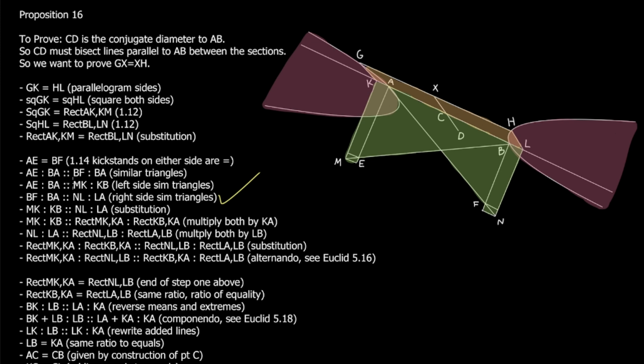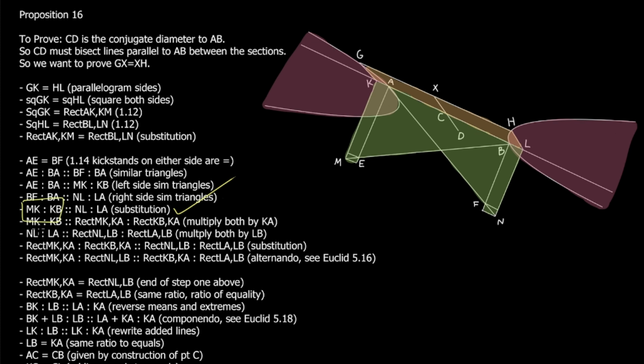Okay, so we have our similar triangles set out. So we have AE to BA, and we'll substitute that for MK to KB on one side. So we bring that down here. And then on the other side we have BF to BA, and we'll substitute that for NL to LA, and bring that down here. So that's our substitution step.